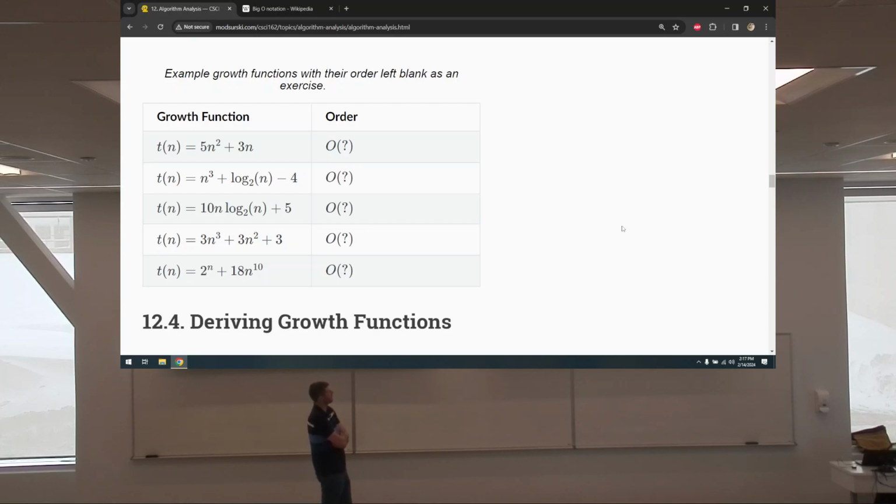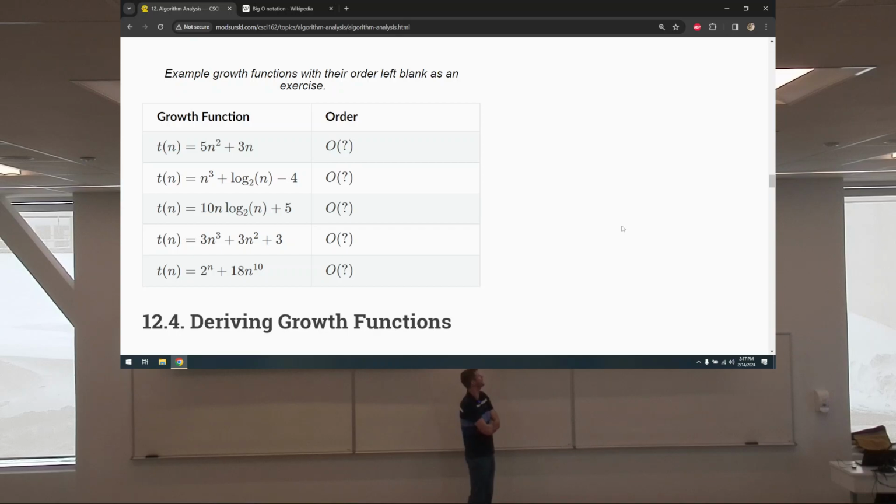10n log n plus 5. n log n. Each term is separated with the pluses. Anything multiplied together is kind of like stuck together. 3n cubed plus 3n squared plus 3. n cubed. Why? Because the cubed is worse than the squared. And then 2 to the n plus 18n to the 10. 2 to the n. It might take a while.